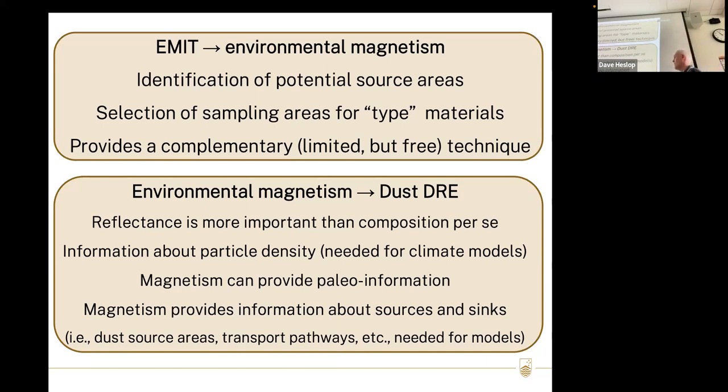So that's going to give us information about source areas and pathways, and all of that's needed for the climate models as well, to make sure that their representations of dust are accurate. The dust is actually being transported in the right places and so on. So I think mineral magnetism and environmental magnetism have a big role to play in this.